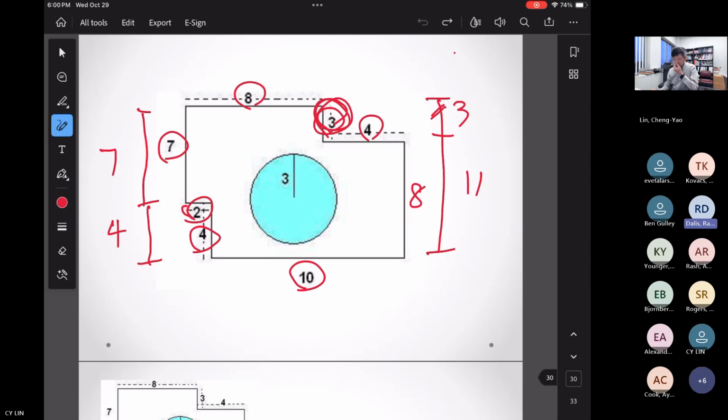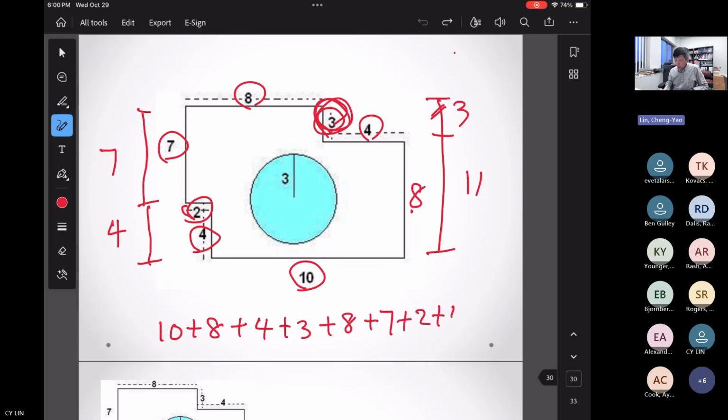I was off by one number. Okay, good job. So then the unknown number is 8, right? Therefore we take a 10 plus 8 plus 4 plus 3 plus 8 plus 7 plus 2 plus 4. So add together will be 46. Did you get 46? Yes or no? I was off by one.